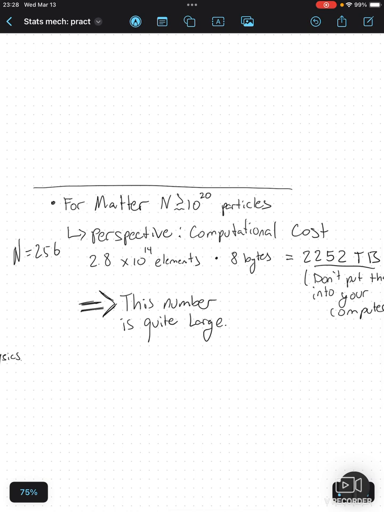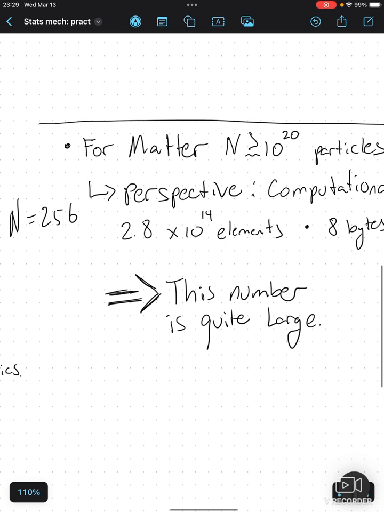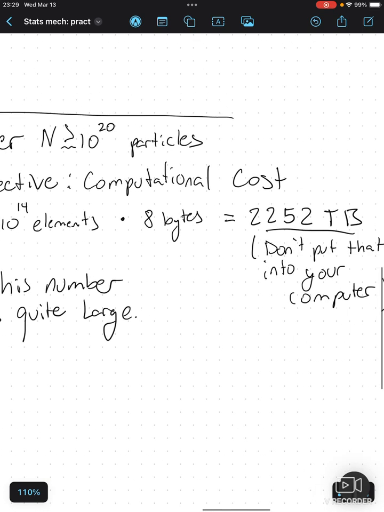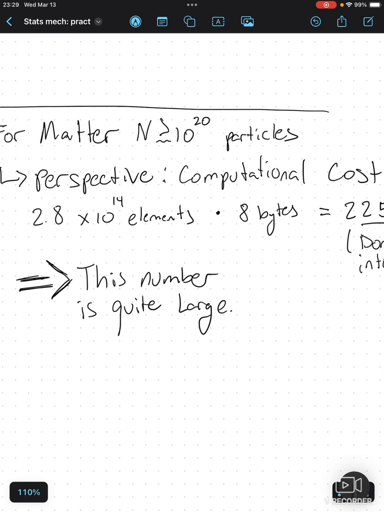But to put this in perspective, for computational cost, in my computational fluid dynamics class, we were talking about fluids that happen in 3 dimensions. To give a little experiment, if you have N to the power of 256 elements in 3 dimensions, x, y, and z, you put all that, you're going to get 2.8 times 10 to the power of 14 elements. You multiply that by 8 bytes. You're looking at about 2,252 terabytes of information. That's not something you want to put into your computer. It will probably wreck it and then some. So these are unfathomably large numbers, like 10 to the power of 20. Just to really put that into perspective, it's really large.